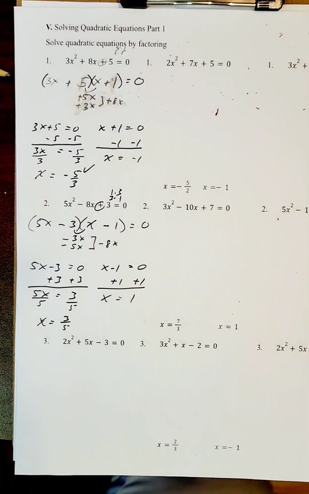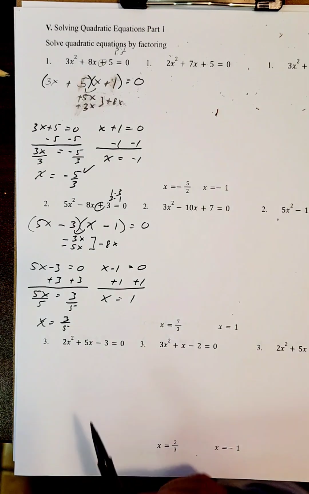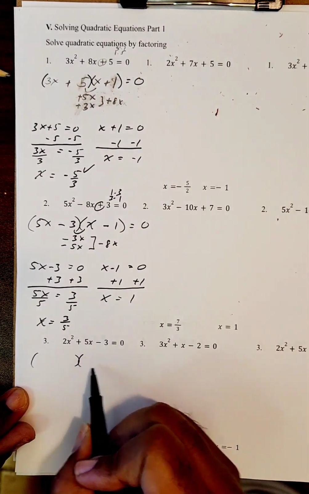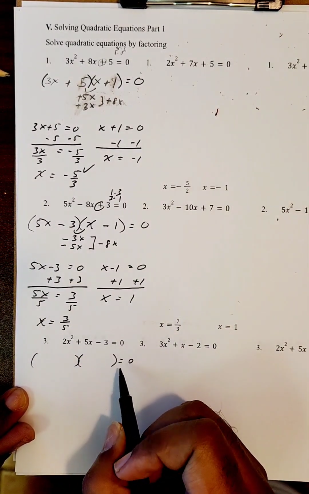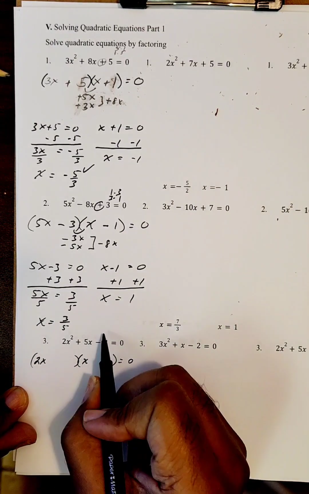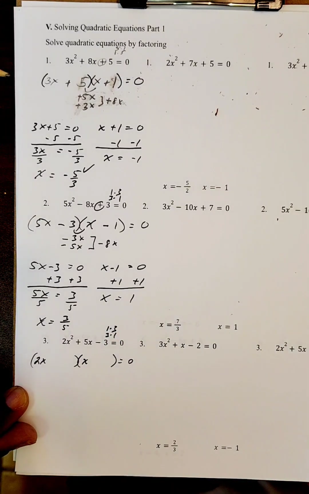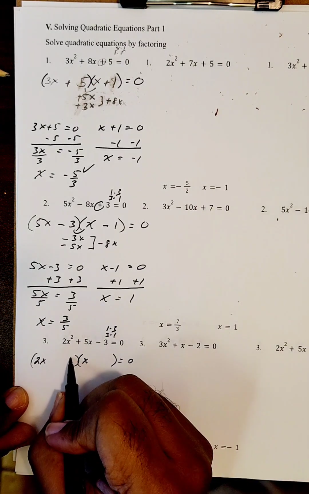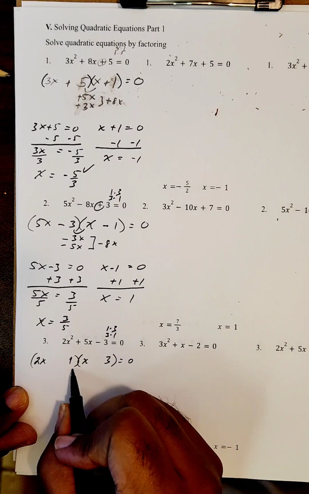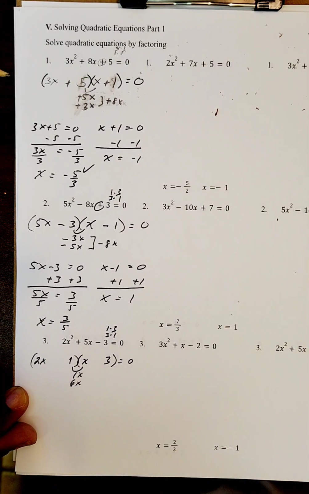Next, we're going to take the 2x squared, and we're going to factor the whole thing into two binomials, set equal to 0. And 2x squared will be 2x times x. The 3, we have a choice of 1 times 3 and 3 times 1. I'm going to choose 1 times 3. Okay, this will give me a 1x. This will give me a 6x.